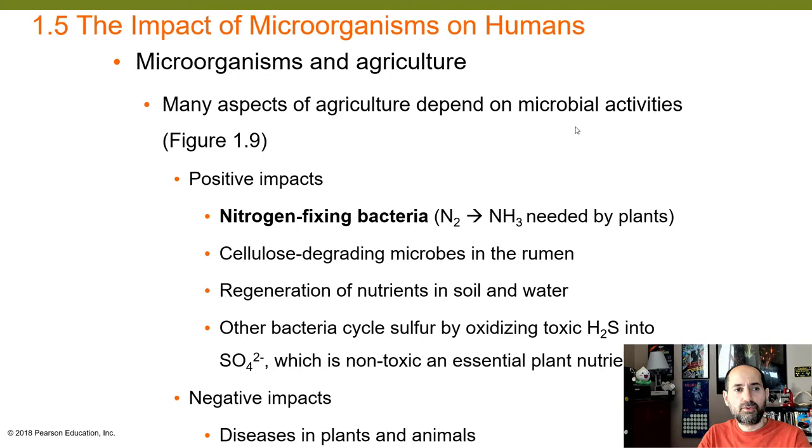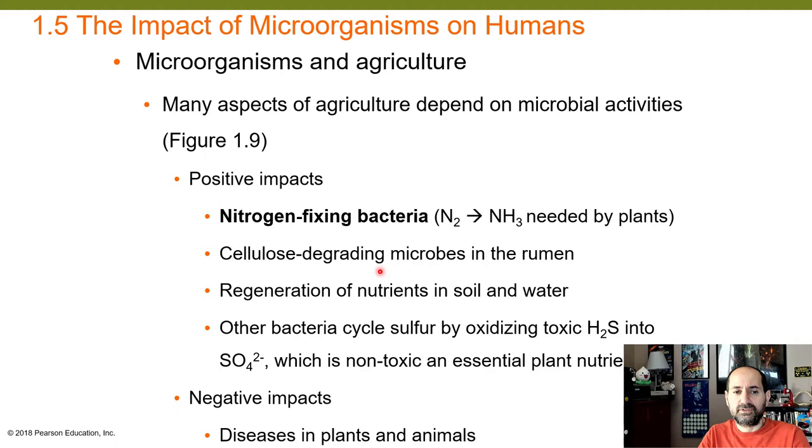Another important aspect of the impact of microorganisms is their impact in agriculture, where they have both positive and negative implications. So you can see the positive impacts of microorganisms is their ability to fix nitrogen. Just like they can fix CO2, which means remove CO2 from the air, they can also fix nitrogen. They can actually remove nitrogen from the air. And from that nitrogen, they can produce ammonia. Ammonia is needed by plants, and plants can actually convert that ammonia to nitrites or nitrates, things that they need to grow.